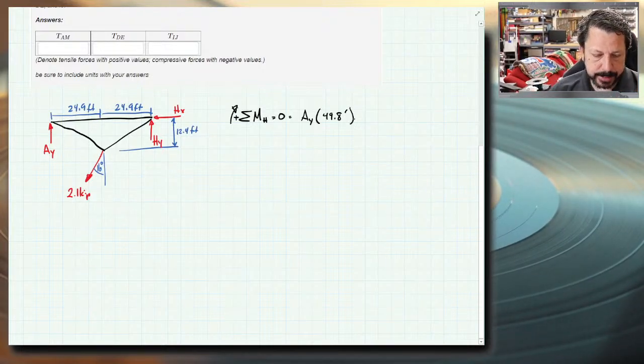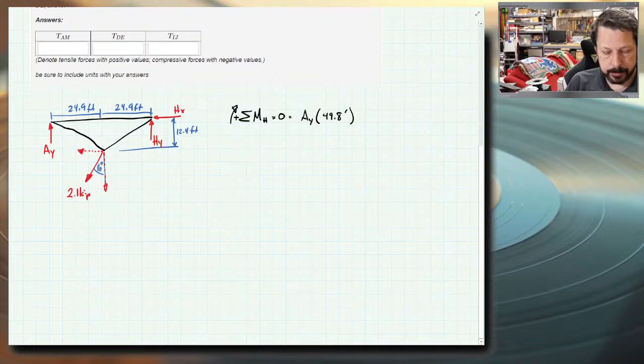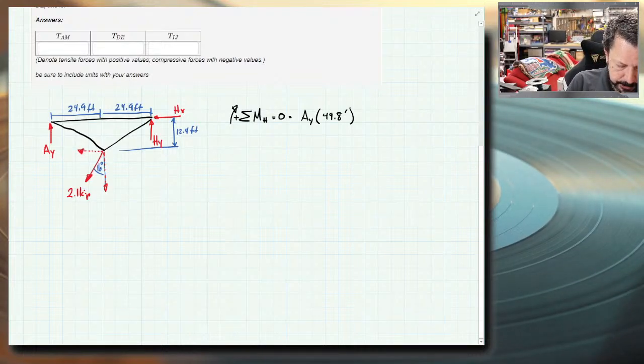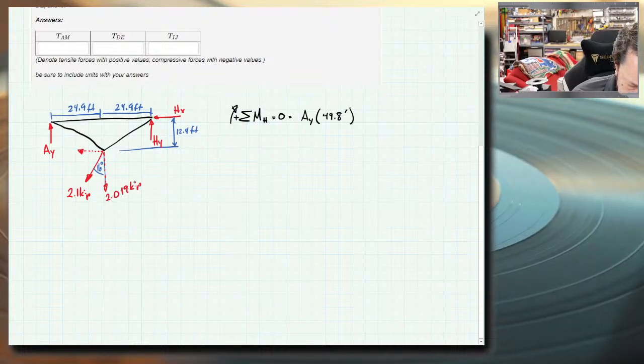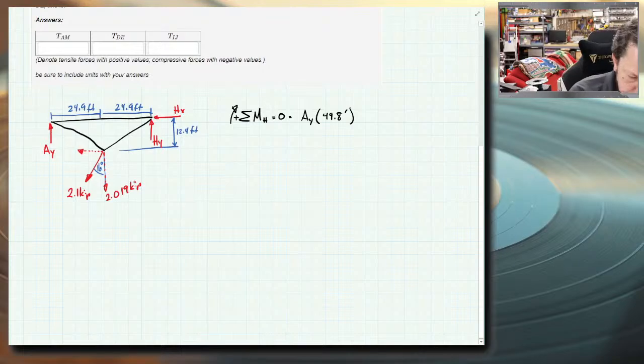The 2.1 kips is at an angle. So how I would handle that is I would create two components for it. The vertical component would be 2.1 times cosine of 16, so 2.019 kips. And the horizontal component would be 2.1 times sine of 16, 0.579 kips.